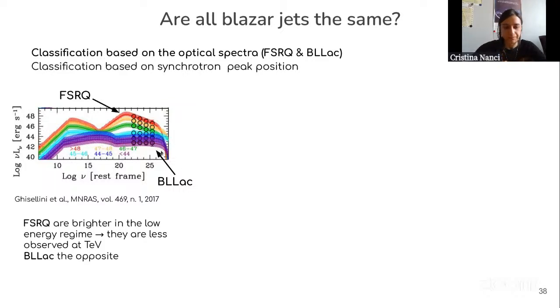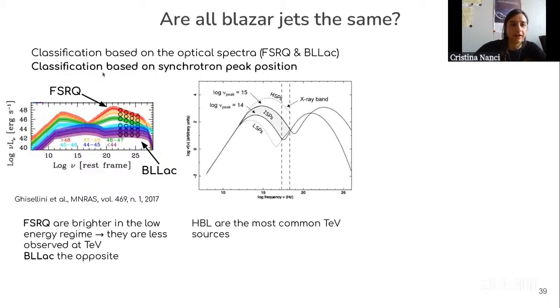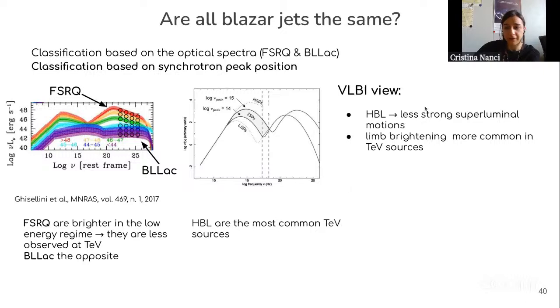We also classify blazars based on the synchrotron peak position. We divide them between low, intermediate, and high synchrotron peak sources. High synchrotron peak sources are always BL Lacs, we call them HBL, and these are the most common sources in the TeV sky. From a VLBI point of view, we also observe differences between these classes. HBLs show less strong superluminal motion, and they more often show limb brightening with respect to FSRQs.